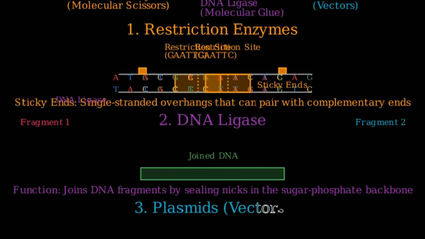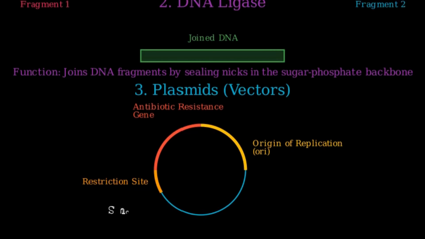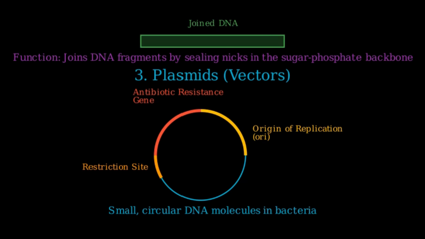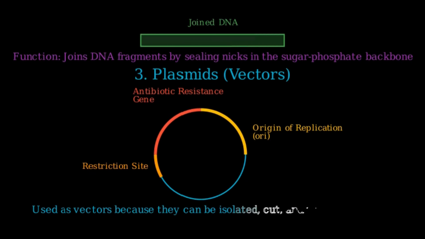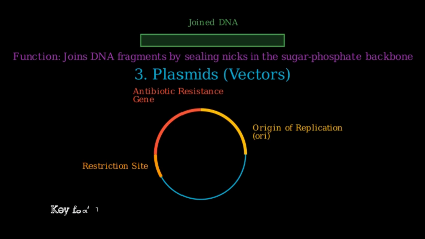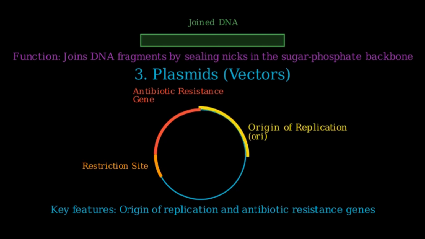3. Plasmids, the vector. What they are: small, circular, extrachromosomal DNA molecules found in bacteria. Why they are used as vectors: they can be easily isolated from bacteria. They can be cut with restriction enzymes to insert a foreign gene. They can be readily taken up by host bacteria. They have an origin of replication, ORI, allowing them to replicate independently of the main bacterial chromosome, creating many copies of the gene of interest. They often contain marker genes, such as genes for antibiotic resistance, which help us identify which bacteria have successfully taken up the plasmid.